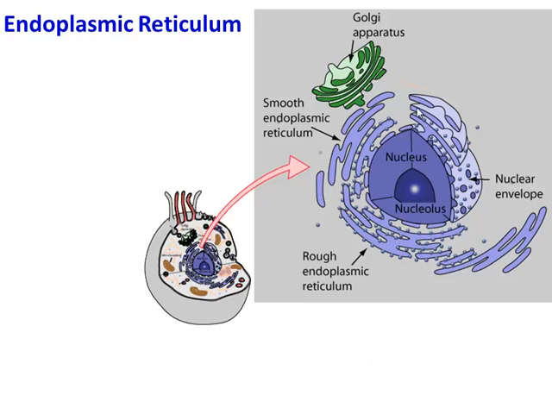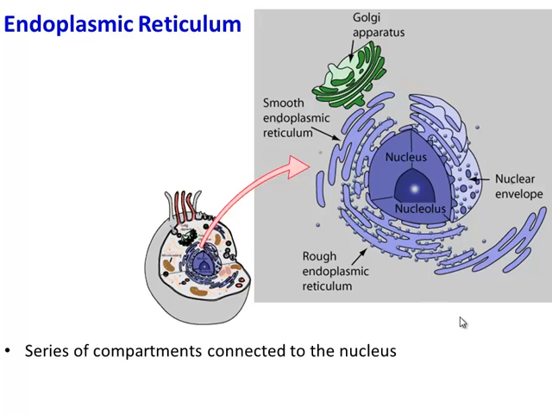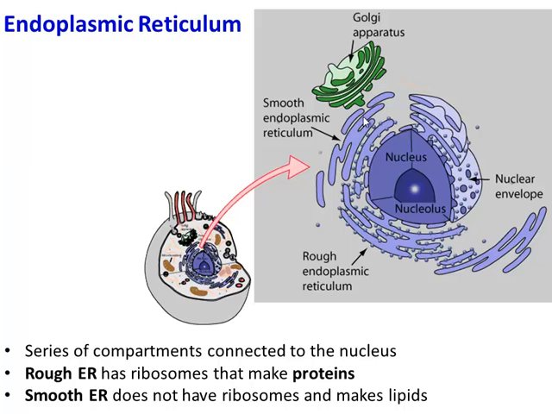Here is the endoplasmic reticulum. We are zooming in right now on the middle of the cell. You can see that the endoplasmic reticulum is actually connected to the nucleus. So it's just a series of compartments that kind of radiate out from the center. And as we mentioned, the rough ER has ribosomes attached to it, right here. There's also smooth ER that does not have ribosomes attached to it. The smooth ER makes lipids instead. So the rough ER's ribosomes make proteins, and the smooth makes lipids.